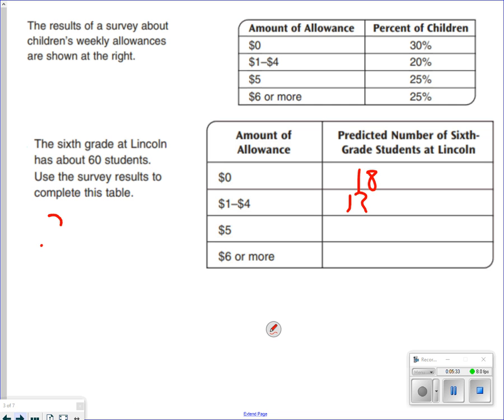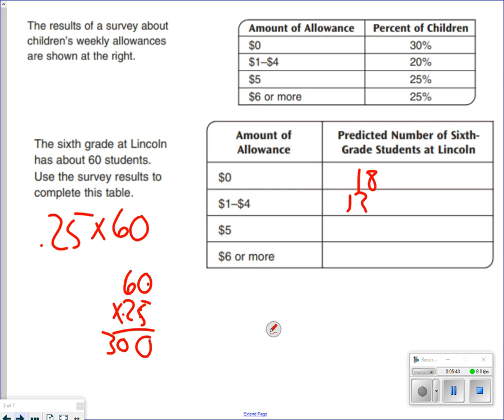25% of 60, 0.25 times 60 would be 25% of 60. 60 times 0.25. 5 times 0 is 0. 5 times 6 is 30. Place value holder. 2 times 0 is 0. 2 times 6 is 12. Add these up. 0, 0, 5, 1. Two numbers after the decimal. My answer is 15. And if that's 15, this is 15.